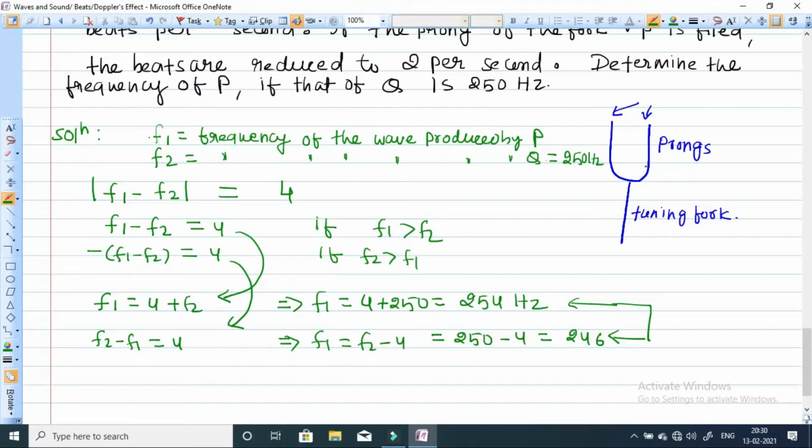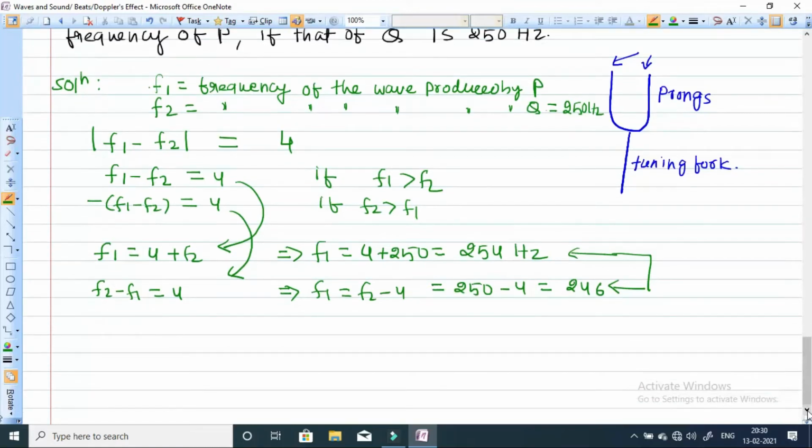So we can say that this frequency 254 is not possible, therefore the required frequency must be 246. Now look, again I am explaining. We have obtained two values of f1, so these two values of f1 are 254 and 246, but only one value will be there.